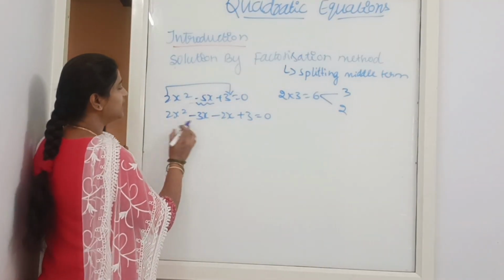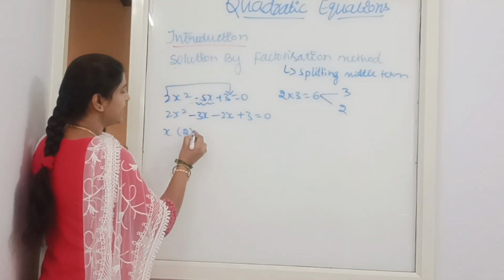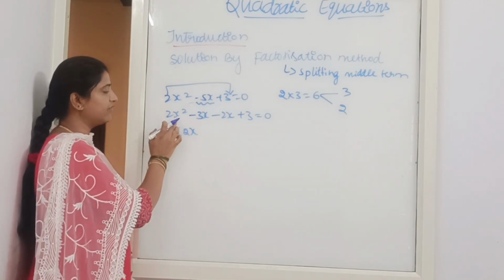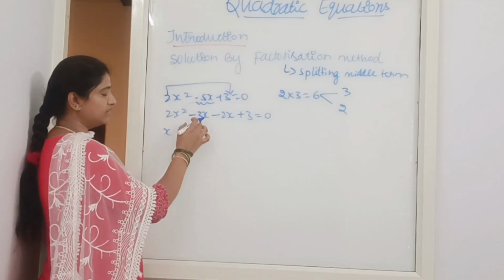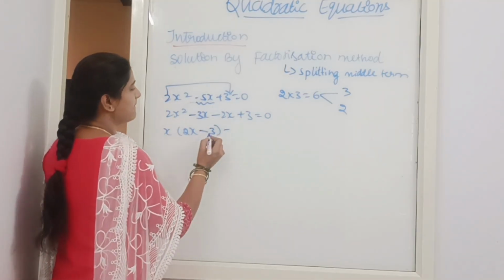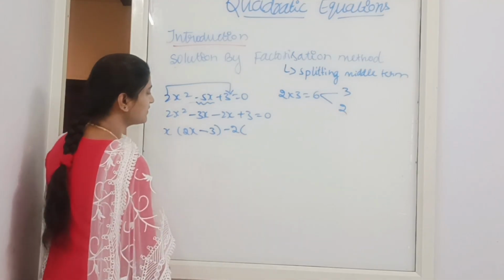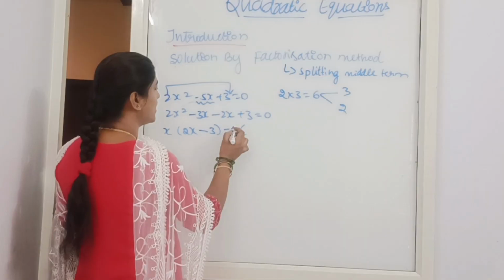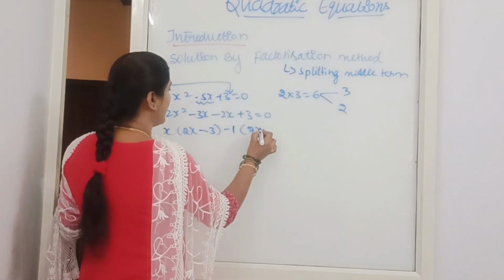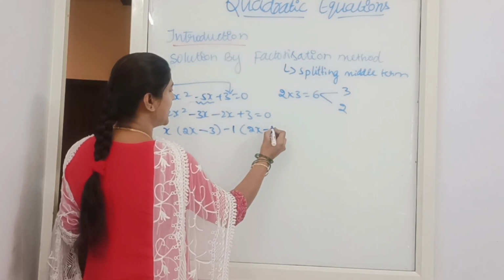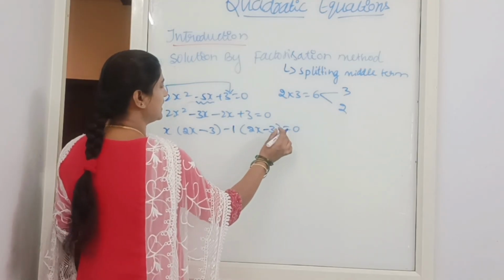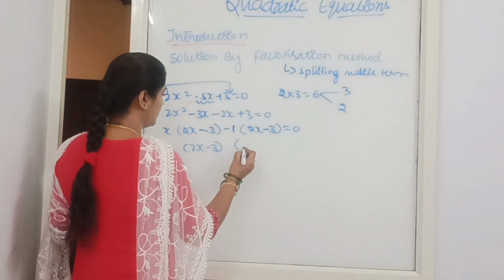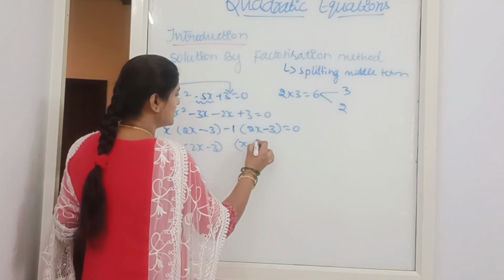What is the common thing here? Only x, remaining is 2x. In the 2x square, if x is taken out, left is 2x minus. In minus 3x and 3, if you take minus... you can't take 2 out also, only 1 you take out, and the left out is 2x minus 3 into x minus 1 is equal to 0. So the terms are 2x minus 3, one term, and x minus 1.